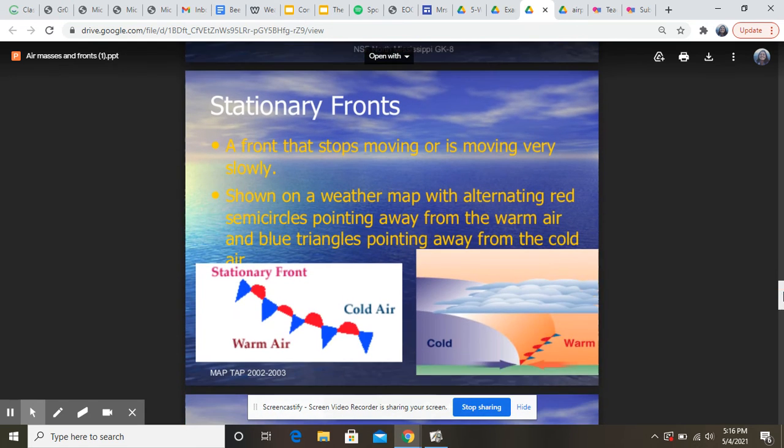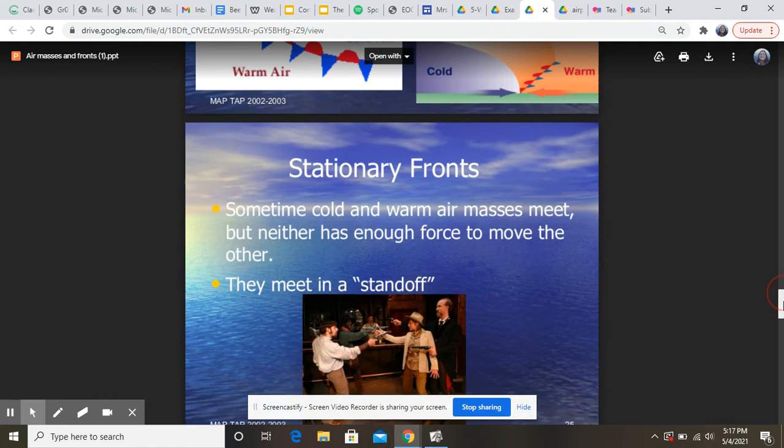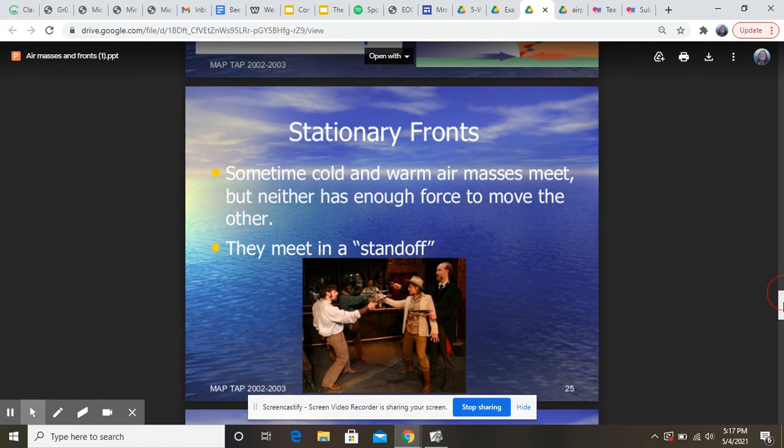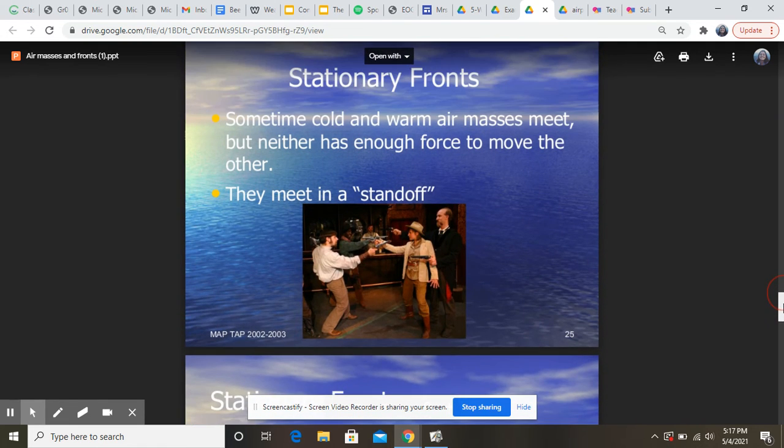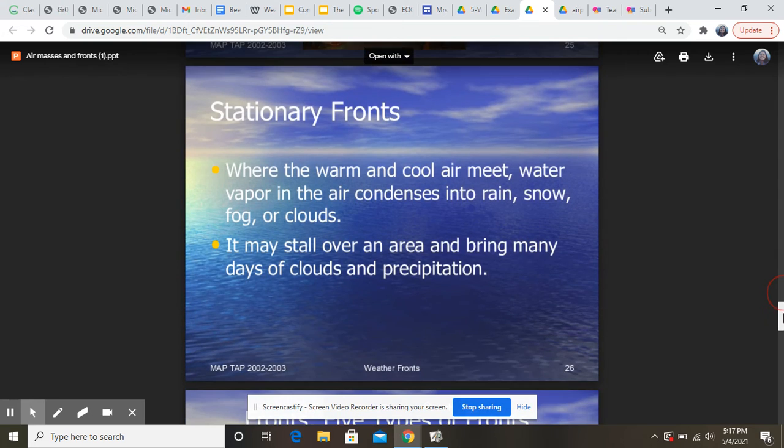Next is stationary. So a front that stops moving or is moving very slowly. So it's kind of like a standoff. They're stationary. So where the warm and cool air meet, water vapor in the air condenses into rain, snow, fog, or clouds.